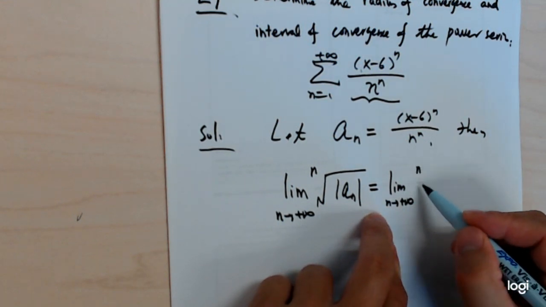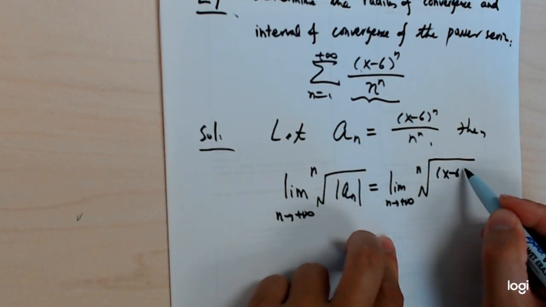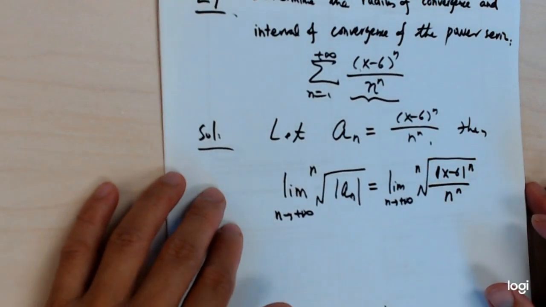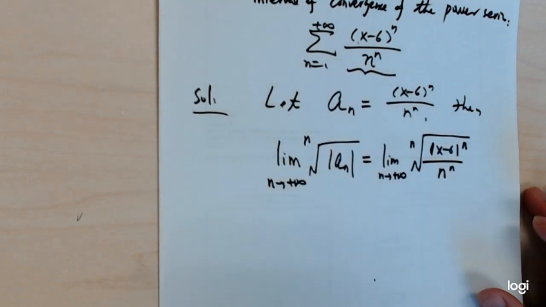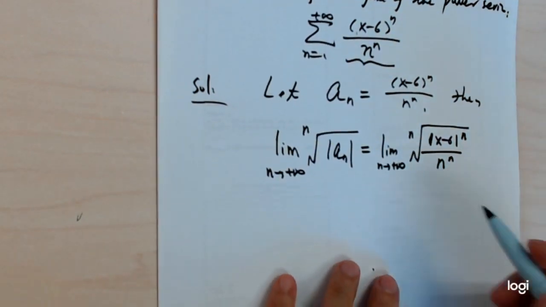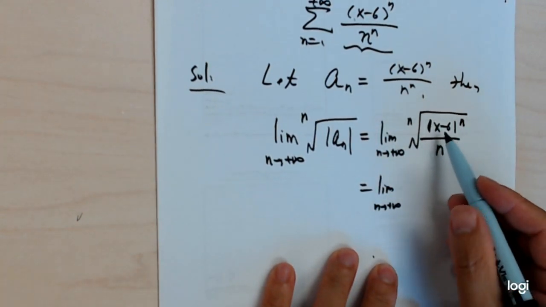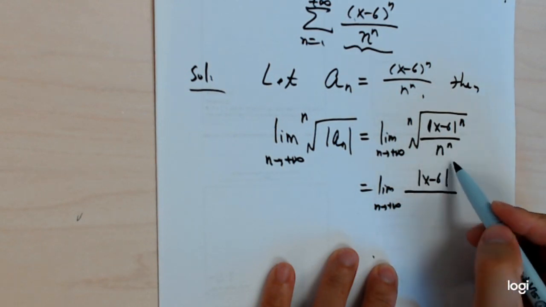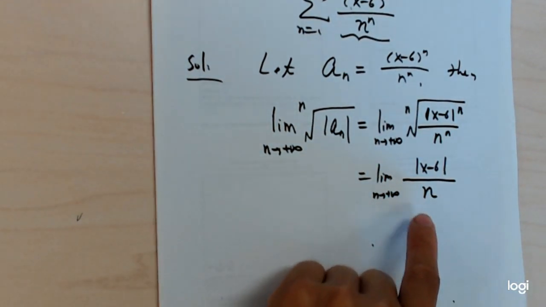So here we're looking at the nth root of the absolute value of x minus 6, because we're taking the absolute value, to the power of n, over n to the power of n. Now you can see it's not a bad idea to take the nth root, because that will get rid of all those powers of n here. When you simplify this, the top is the absolute value of x minus 6. Take the nth root of the bottom, it's just n. I want you to verify this independently.